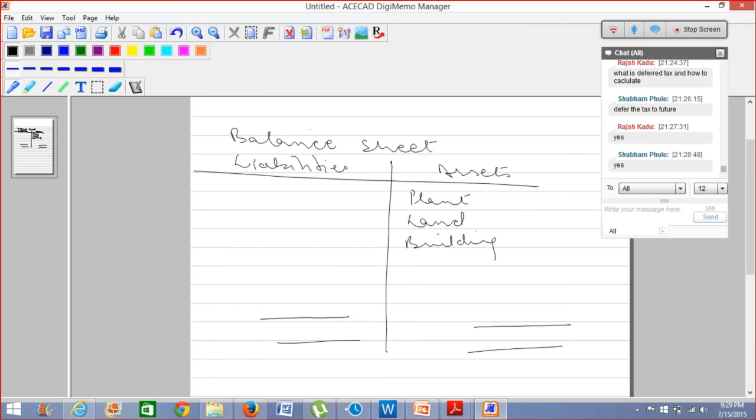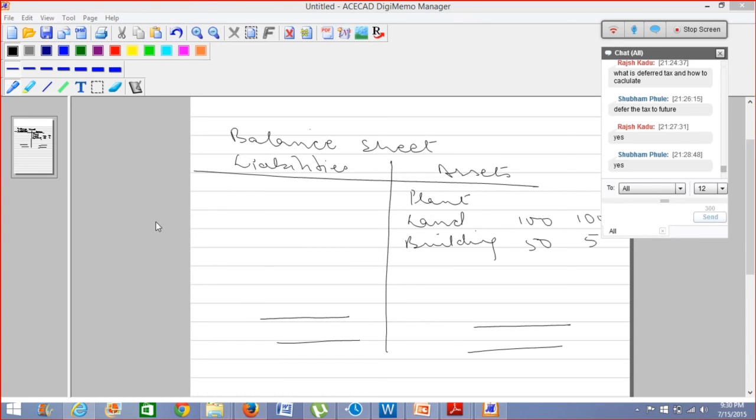Now, supposing you purchased this land, building, etcetera, a long time back, and you want to revalue them. Supposing the land was for rupees 100 and the building was for rupees 50, and you decide to revalue them. After revaluation, you make this 100 as, say, 1000 and 50 as, say, 500. So you have revalued your assets from 150 to 1500. So there is an increase in the asset side of rupees 1350.